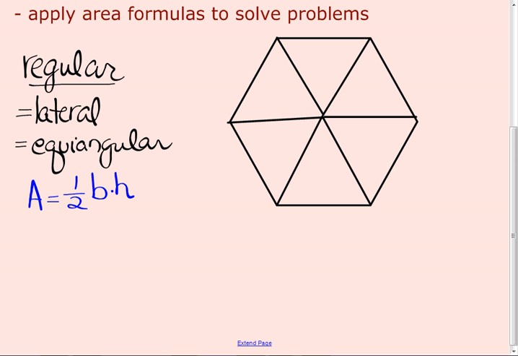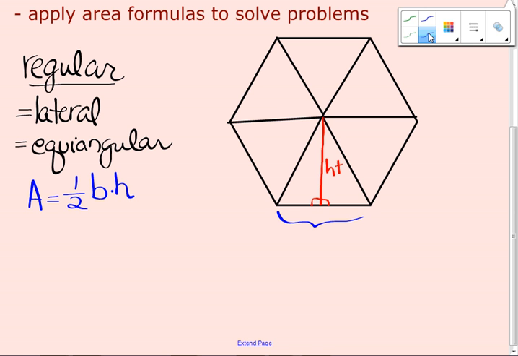Well, this is the base, and then I'm going to draw the height. And the height goes from the vertex down to the midpoint, and it's also perpendicular. It's actually a perpendicular bisector. That's the height, and that's the base.